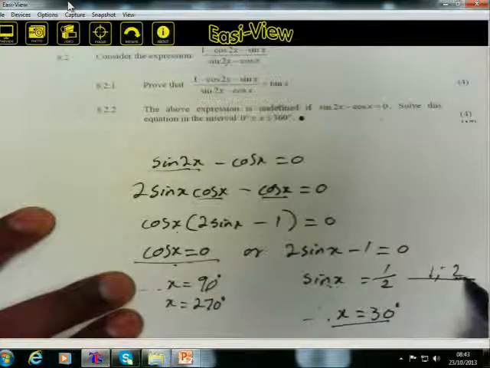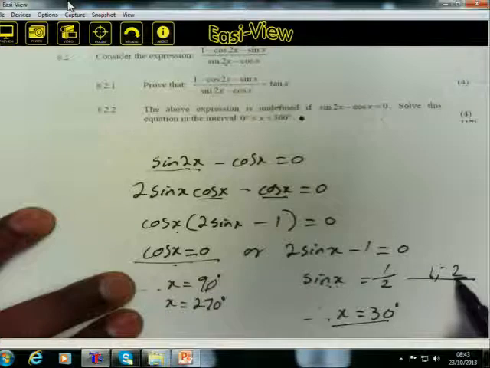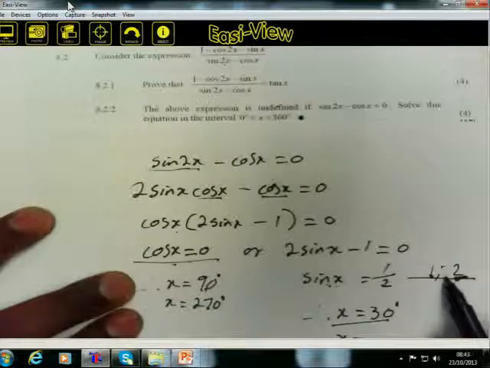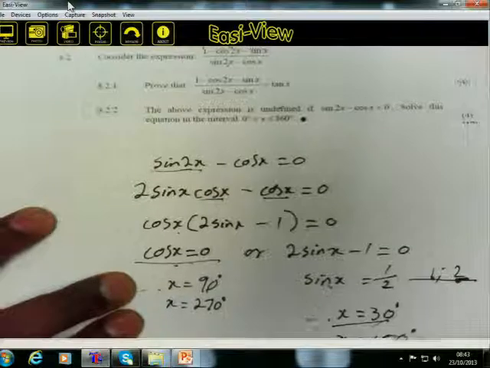Now we also need to determine the angle in the second quadrant. 30 degrees is in the first quadrant. For the angle in the second quadrant, remember we say 180 degrees minus. So x will also be equal to 180 degrees minus this 30 degrees. Then x will also be equal to 150 degrees.